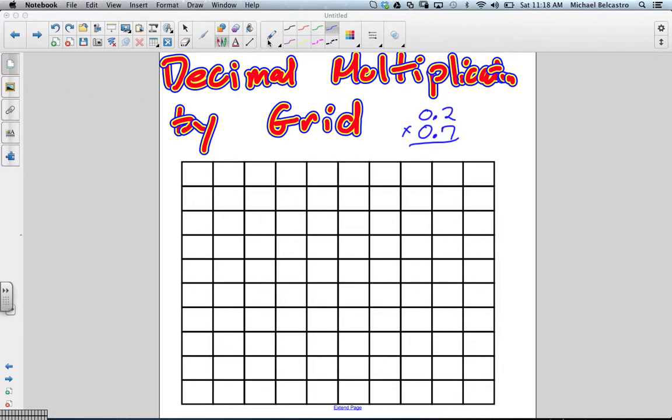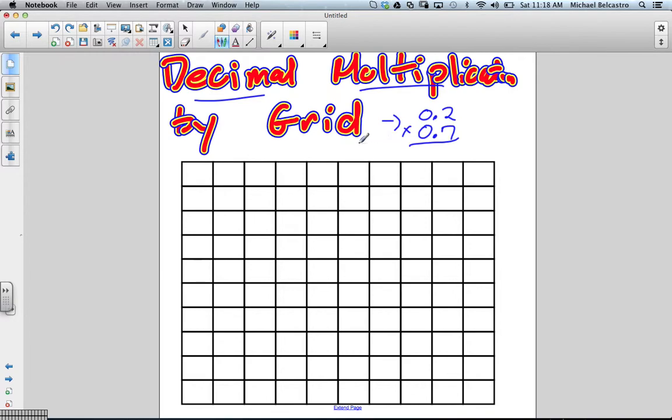Okay, so same idea, decimal multiplication. We've got our two decimals here, but we're going to try to make sense of it using a grid. What we're going to do is focus on each value, one dealing with rows and the other dealing with columns. In our very first one, we're going to use this guy for the top row, and this guy's going to deal with columns.